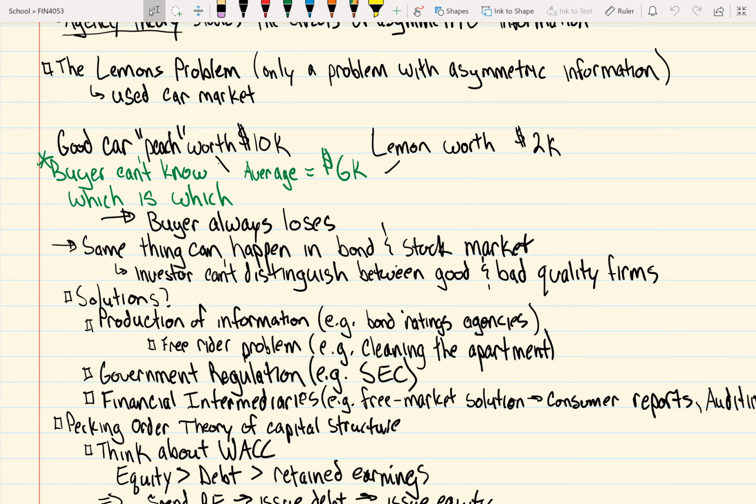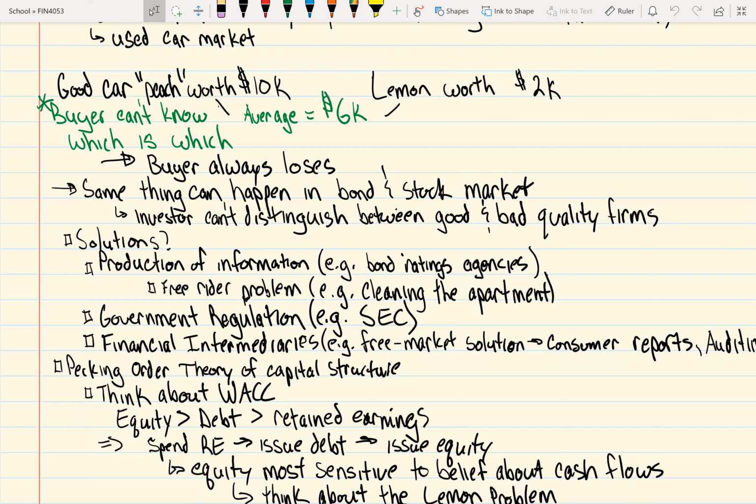So some potential solutions. Number one would be the production of information. So this would be, for example, the Moody's credit rating agencies or a bond ratings agency. We talked about this a little bit a few chapters ago. However, within this is something called the free rider problem.